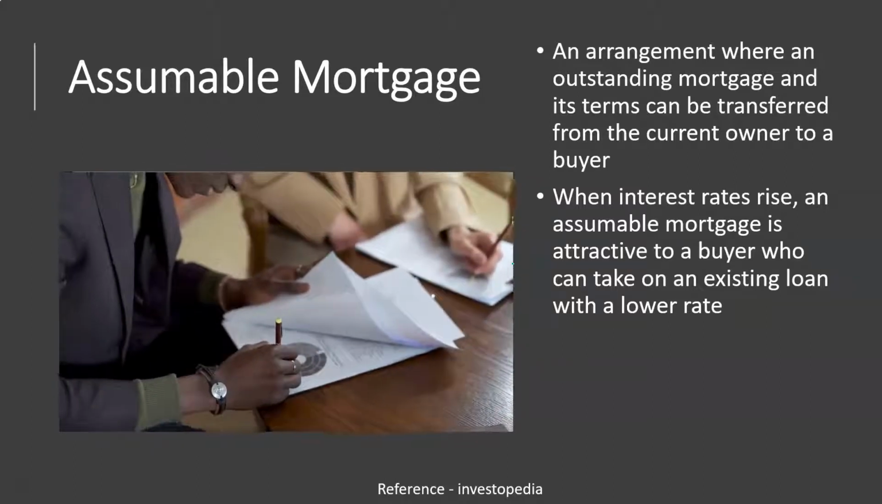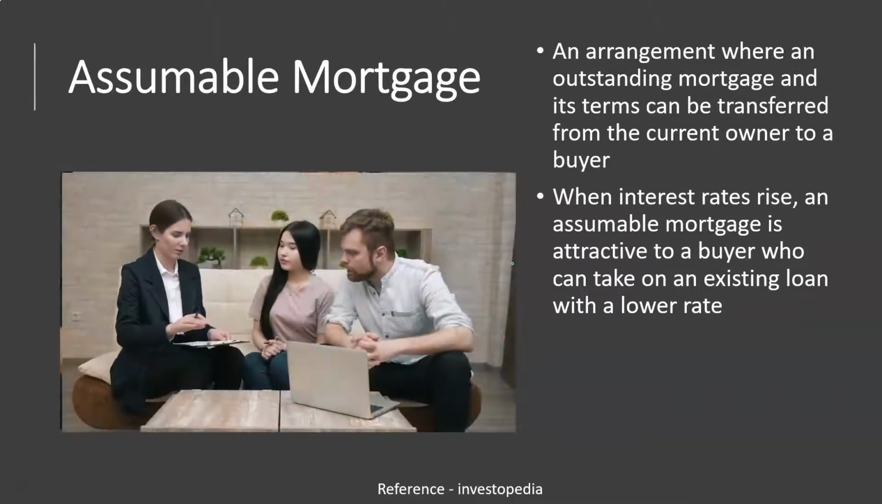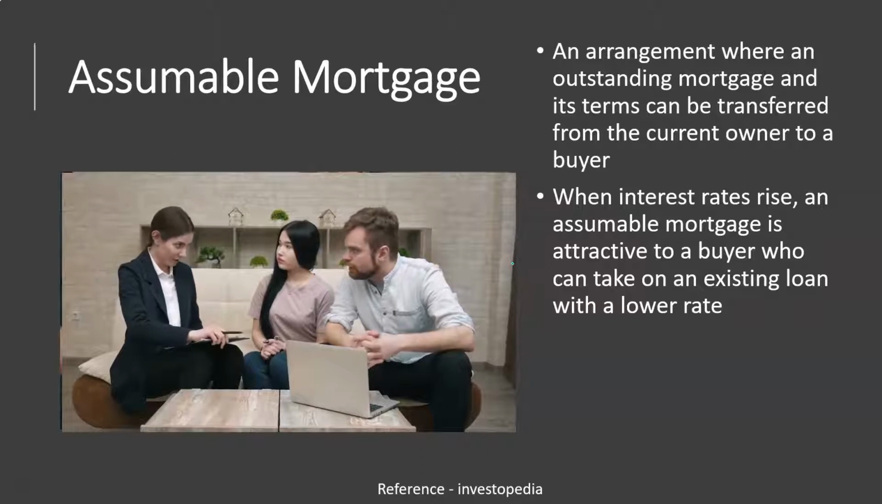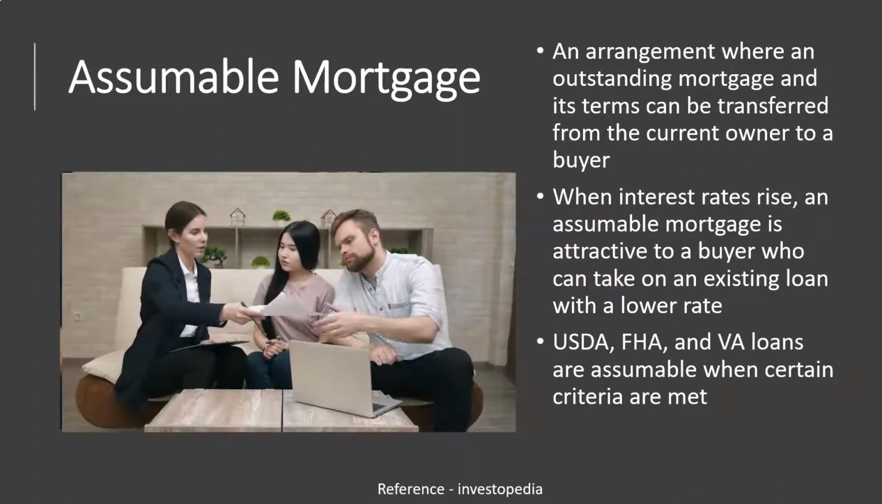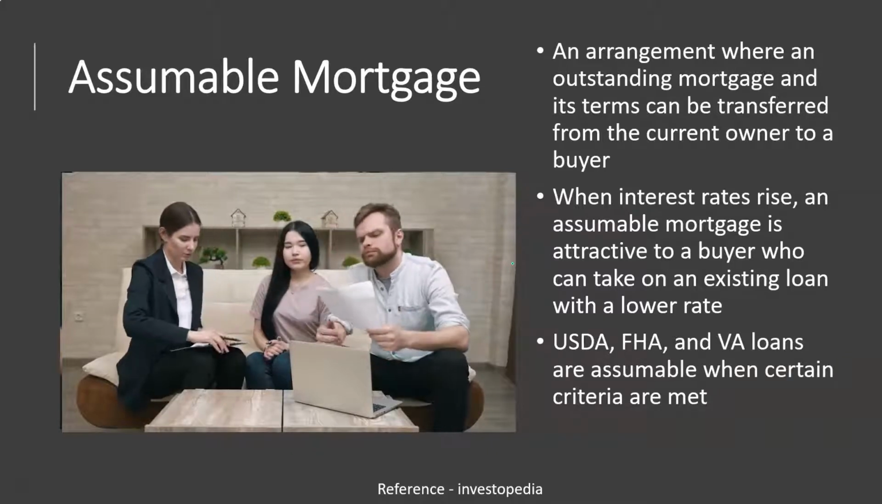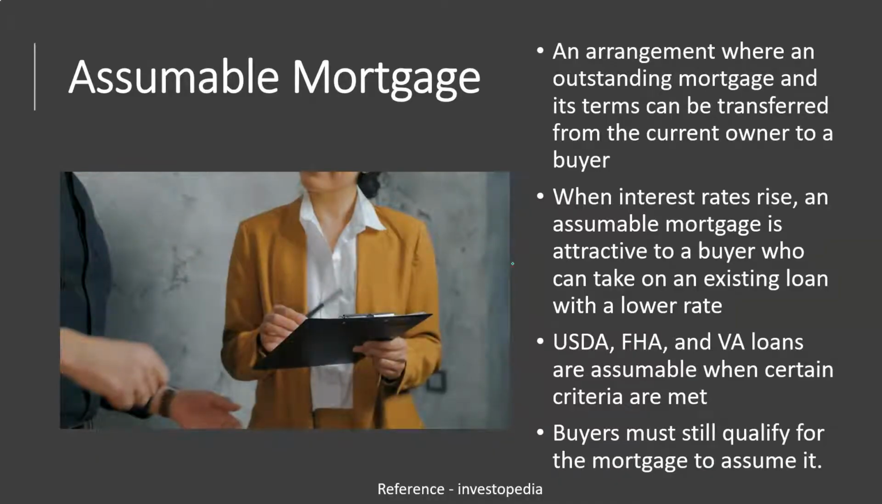So if they can basically assume the loan and you have higher rates, and the current loan was created with a lower rate, then that could be attractive to a buyer. USDA, FHA, and VA loans are assumable when certain conditions are met.